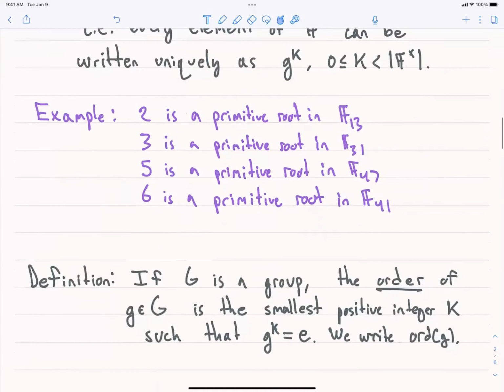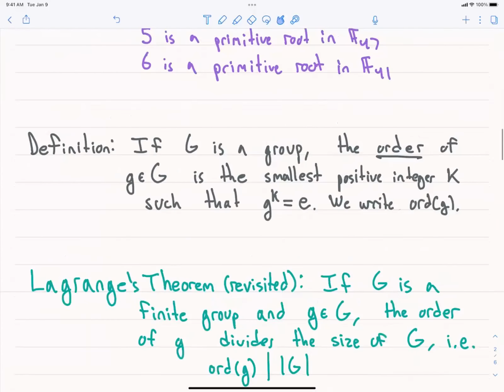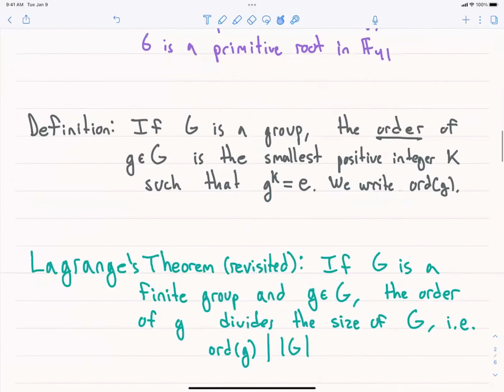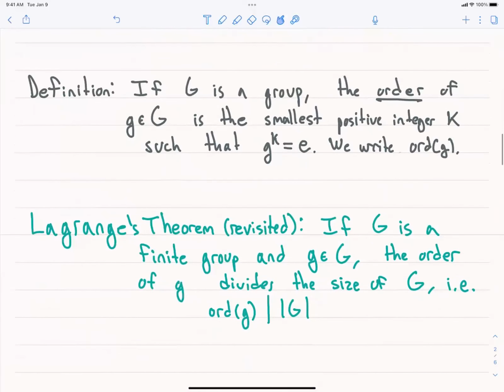Okay, so before doing that, I just want to reformulate one notion. This is related to something we've talked about before. If I have a group G, remember a group is just a place where you have a single operation. In this case, the main group we'll be looking at will be F cross, the group of non-zero elements in the finite field F. And that's a group under multiplication.